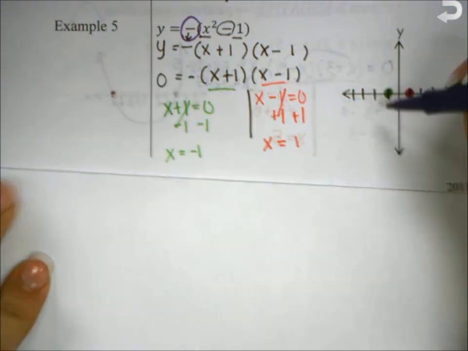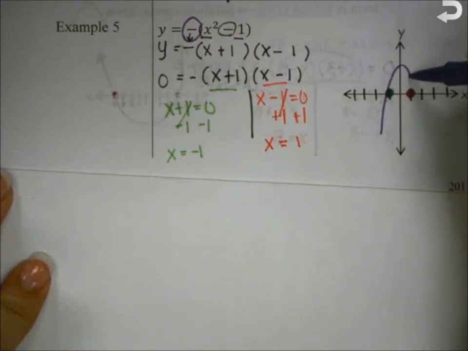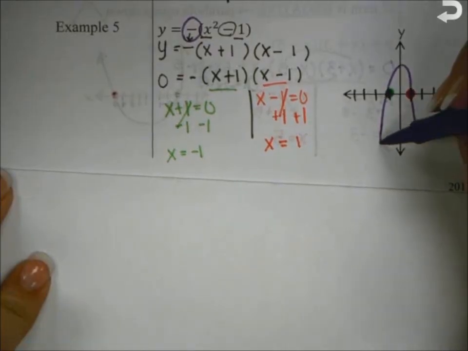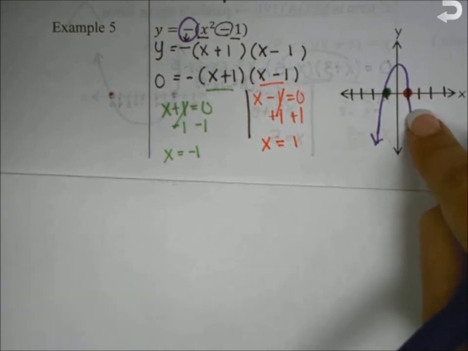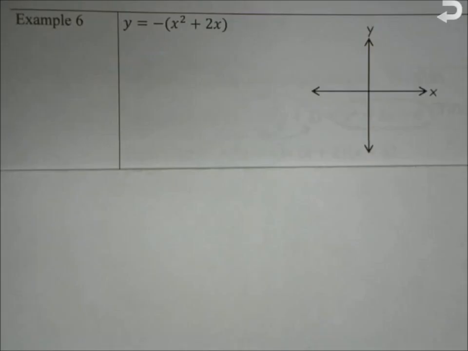Okay, so example 6. This thing also is not factored all the way, so we want to look at each of these. So the first thing we always look for when we're factoring is a GCF.